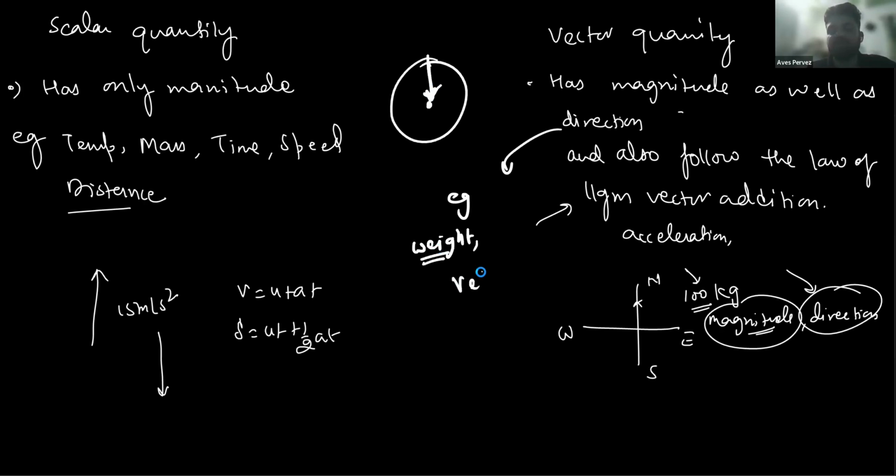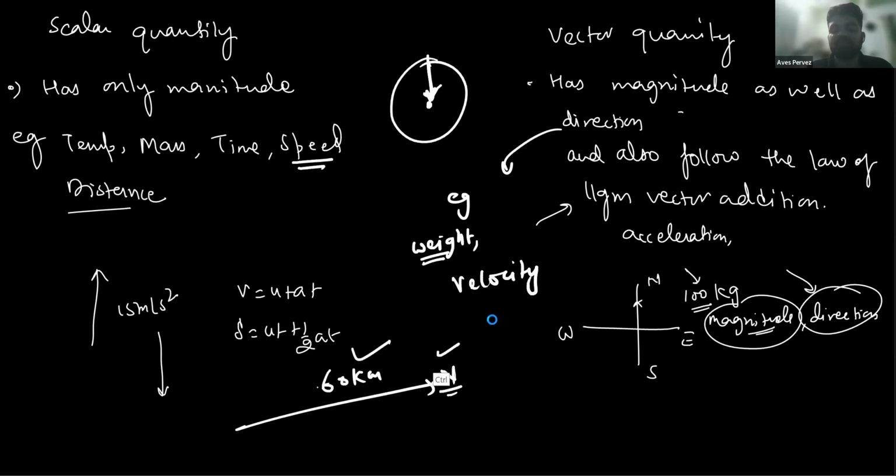Similarly, velocity. Speed does not have any direction, but velocity has direction. When I say an object is moving at 60 kilometer per hour in the direction of north, now it has magnitude as well as direction. So this will be considered as velocity. Now speed has become velocity. It means when speed has direction, it becomes velocity. When mass has direction, it becomes weight.